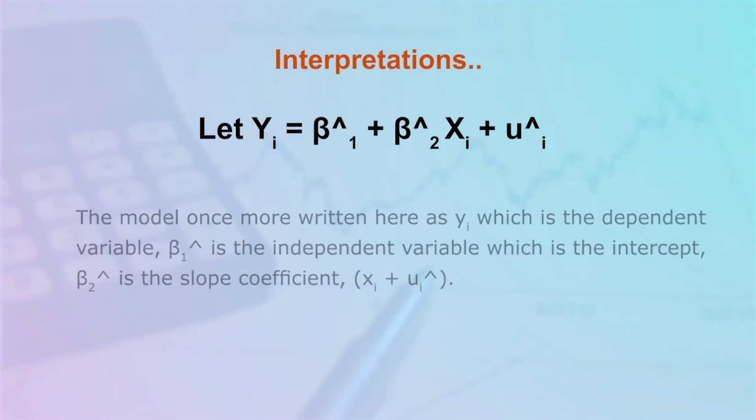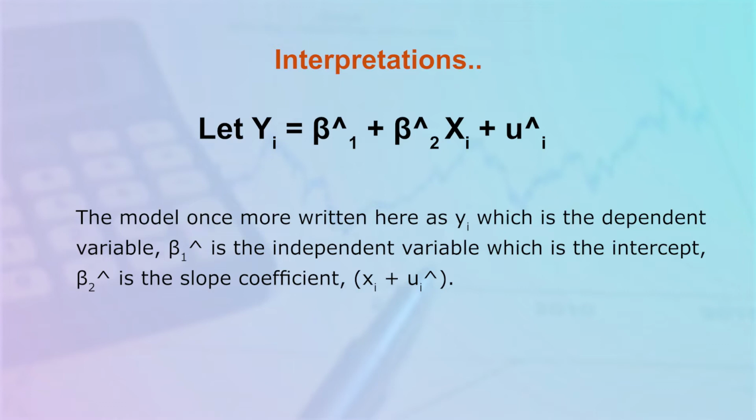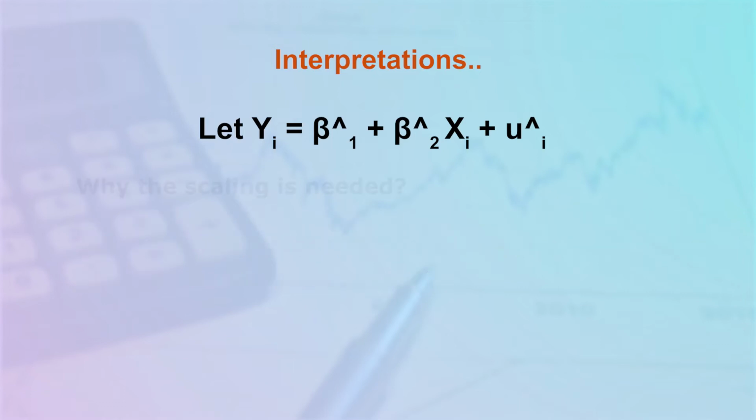So first of all, what do we observe? We observe the model once more written here as yi, which is the dependent variable, beta 1 hat, which is the intercept, beta 2 hat, which is the slope coefficient, xi plus ui hat. Now we have to rescale the variables. Why is the scaling needed?